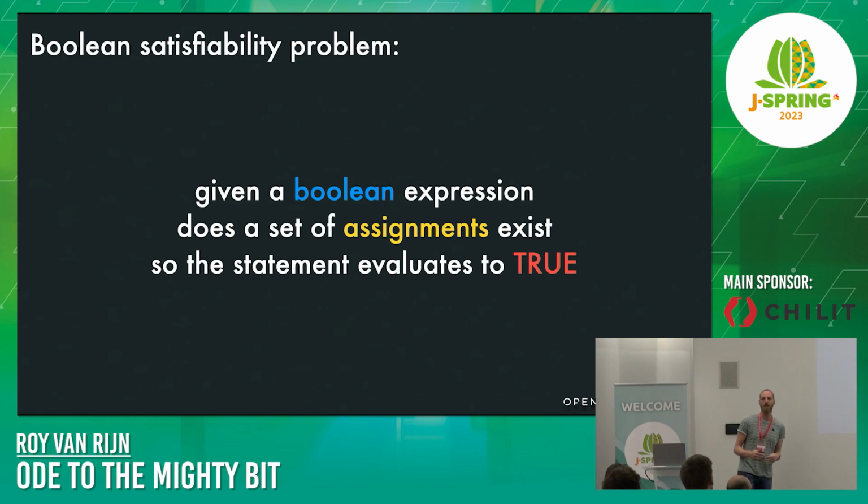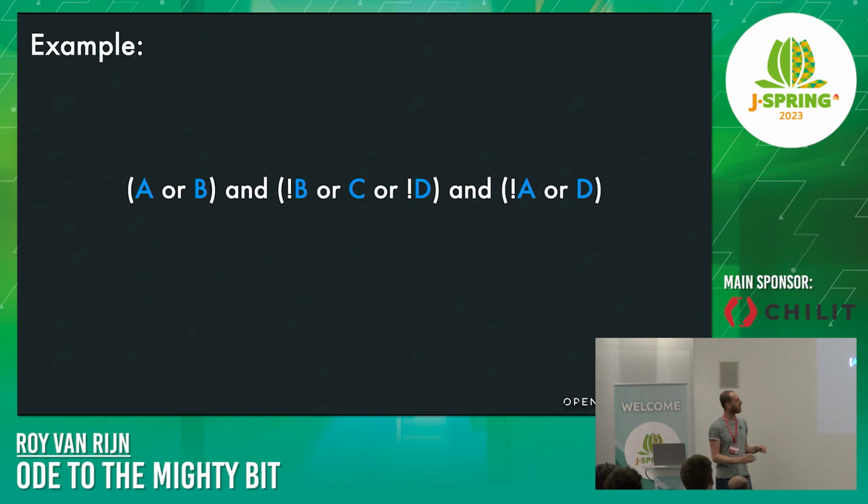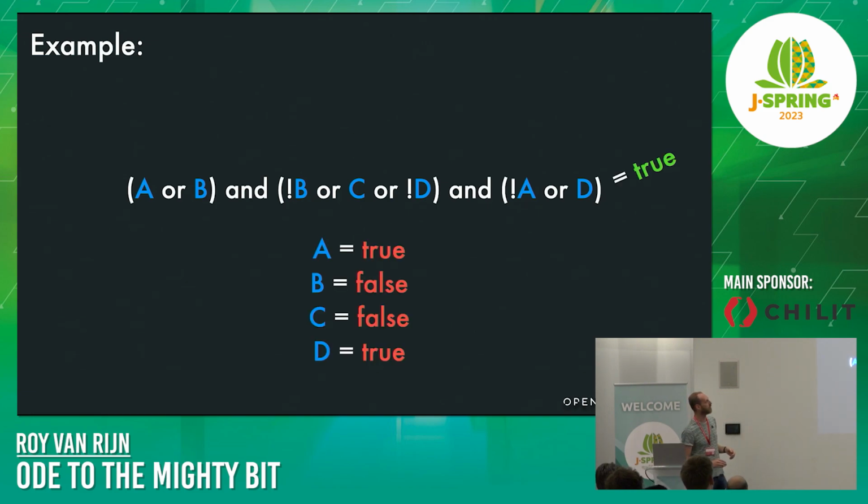Most of the time when I talk about SAT solvers, people say, no idea what it is. So the idea is, if you have some Boolean expression, is there a set of assignments, so you give each variable 1 or 0, that makes the entire statement true? Let's look at an example. Can we make this true if we set A and B? Well, no.